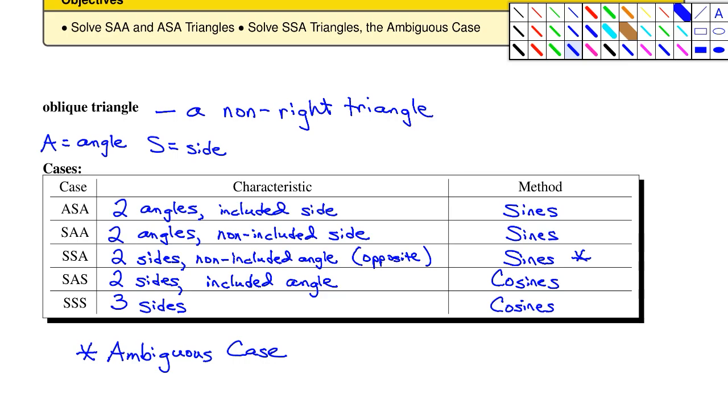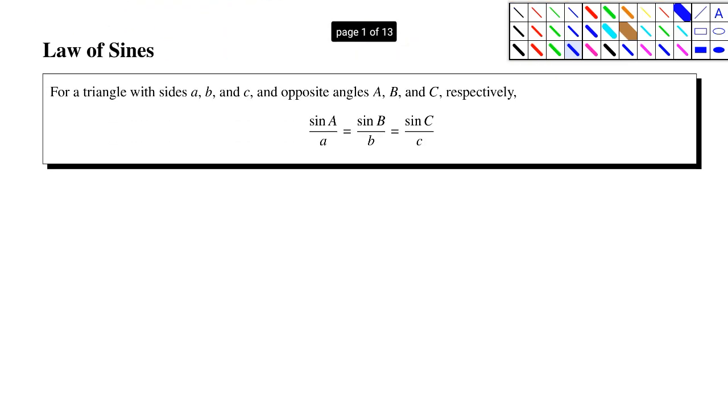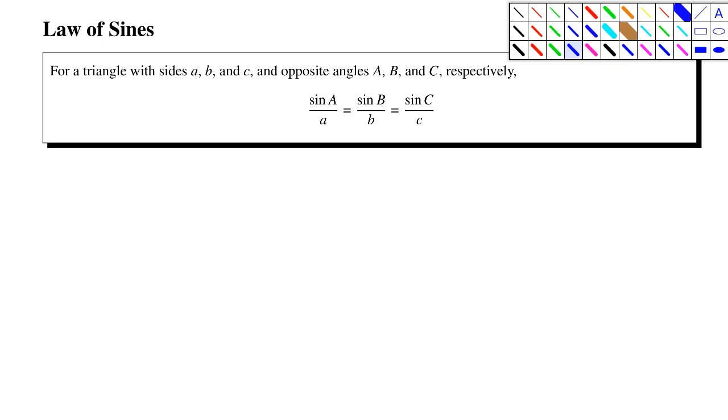So let's look at the law of sines formula. It says for a triangle with sides a, b, and c, and the opposite angles, capital A, capital B, and capital C, respectively, then the sine of A over little a is equal to the sine of B over little b, and the sine of C over little c.